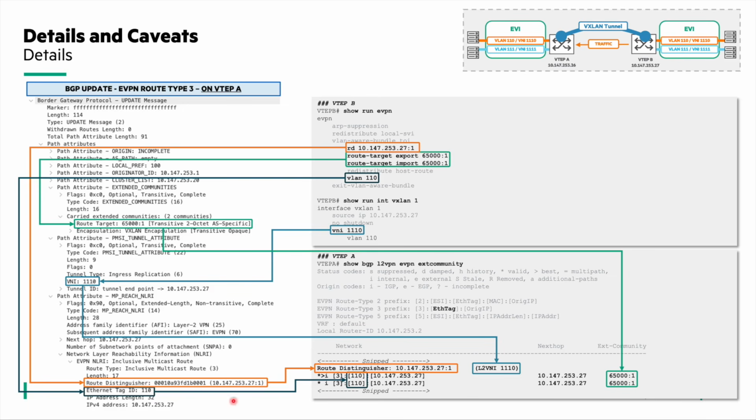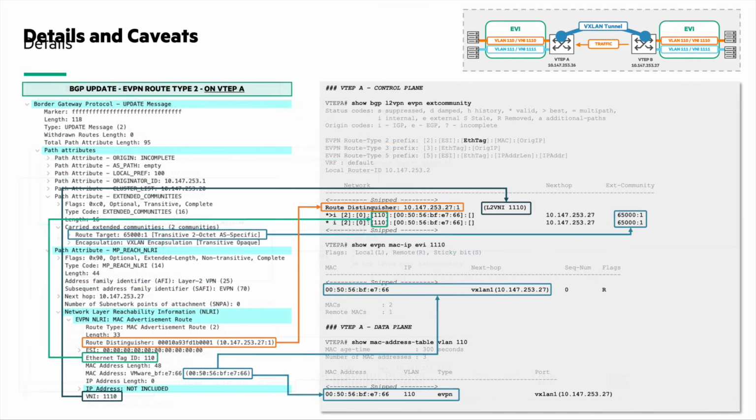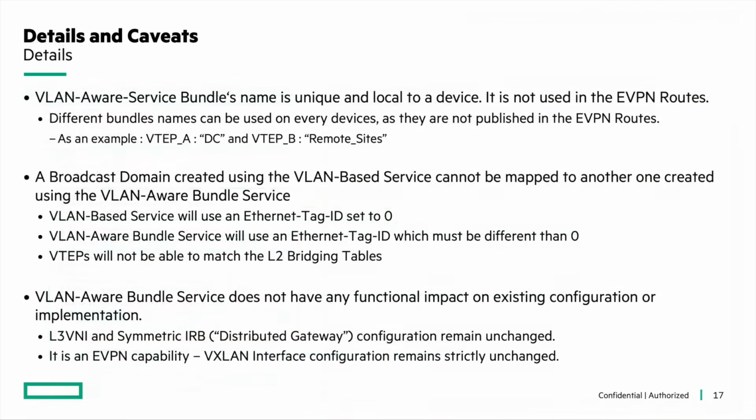Doing a show BGP L2VPN EVPN command, we also find this value for each entry, allowing to identify the layer 2 bridging table. Looking now at the route type 2, we can find the same kind of information with the Ethernet tag ID, which is here, just right here, which is not set to 0, but to the VLAN ID.